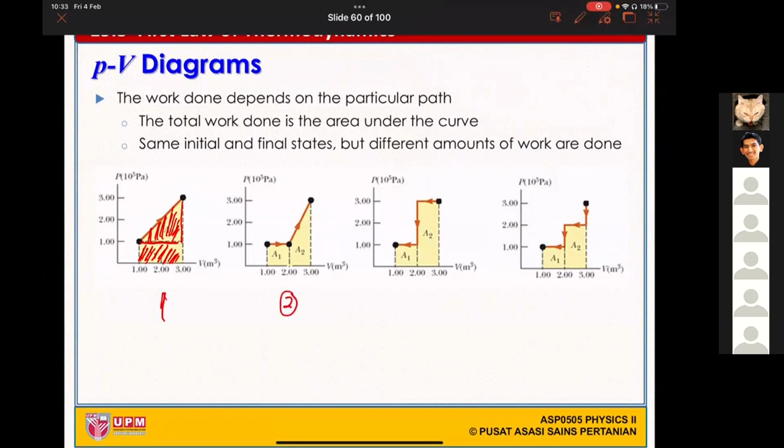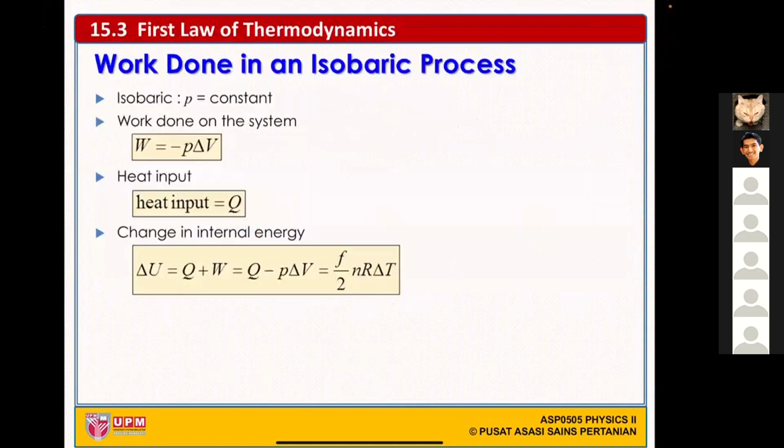For the second case, we go from position A to point B to point C. So we first calculate the area from point A to point B, then the area from point B to point C, and we sum them. It is the same concept for the third and fourth graphs. So the same initial and final state but a different amount of work, since the situations are different. Right? So are you following or not?